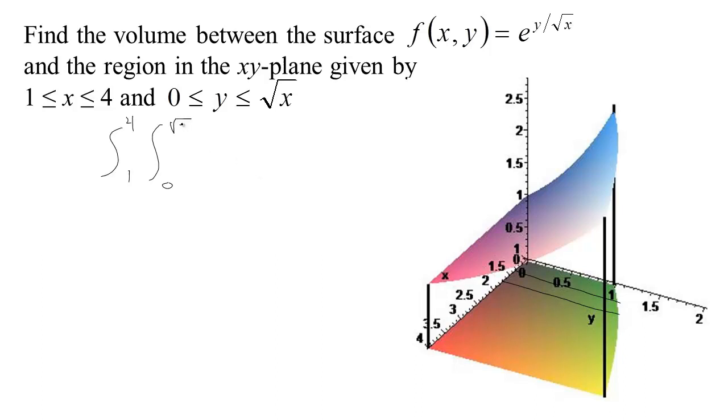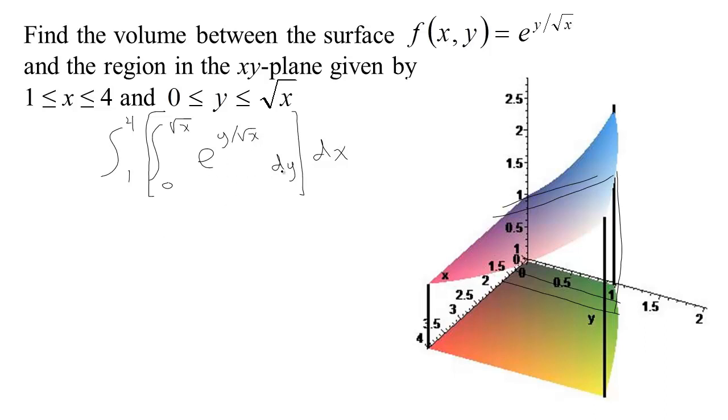So our y values are going from 0 to the square root of x, and we just take our function e to the y over root x, and we integrate that dy. That is going to find the area of the face of one of our slices, right? And then we'll take the area of that face times its thickness dx, and we'll sum up all the slices from 1 to 4. That's how we can compute our integral by doing two integrals from calculus 1.